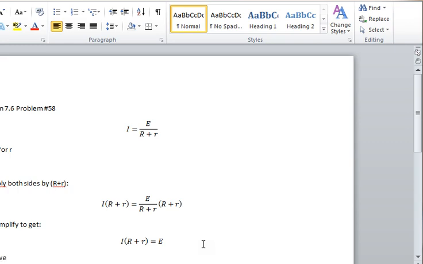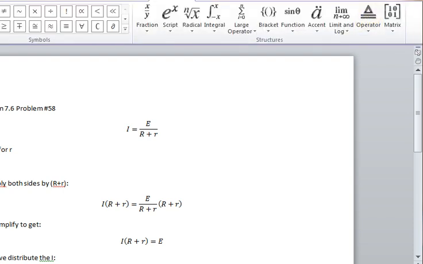Next, we distribute the I on the left-hand side, doing the distributive law. So we'll have the I times R and then the I times the little r. I capital R plus I little r equals E.